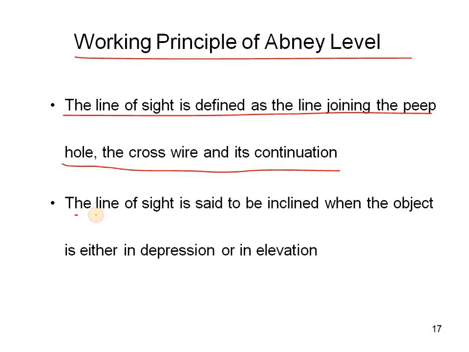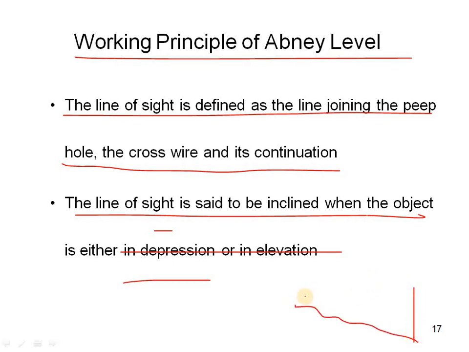The line of sight is said to be inclined when the object is either in depression or in elevation. That means the line of sight will sometimes be inclined when the object is either in depression or in elevation. If we want to measure height here, with our Abney level instrument we can measure the depression also. And if we want to measure this height, we can measure it with the Abney level as well. That is known as depression or elevation.